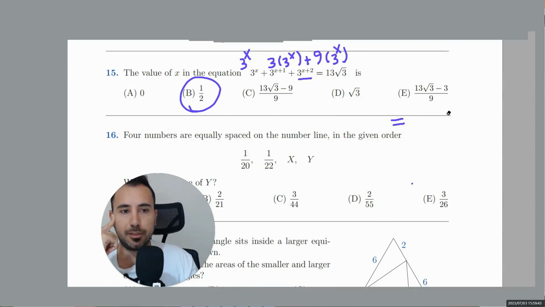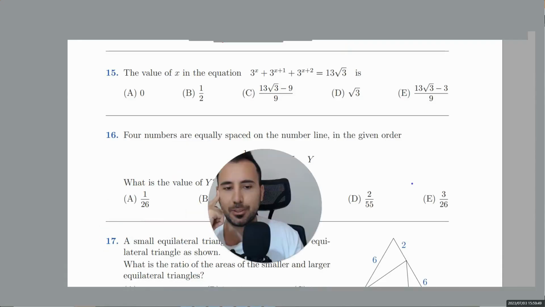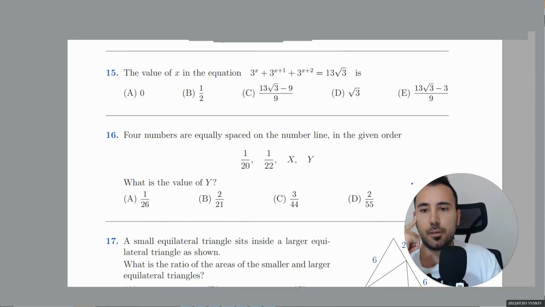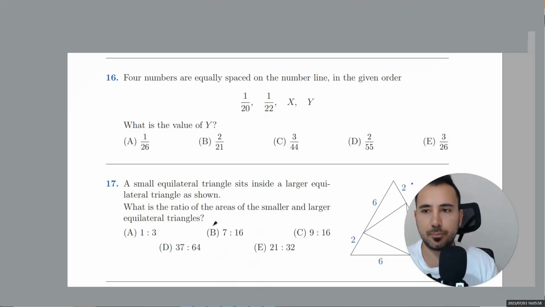So let's go. Do you remember, I think it was question 4 that I said we're going to need this later. So now is later. Okay, let's do question 16. Remember, we did this in question 4. We subtract them. 4 numbers are equally spaced on the number line in the given order. What is the value of y?